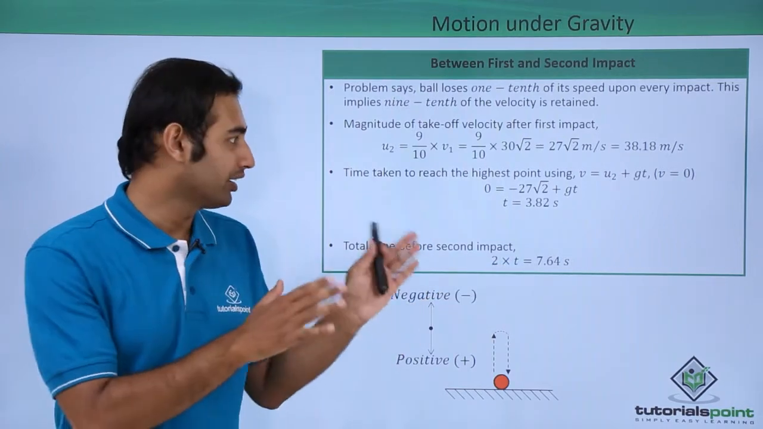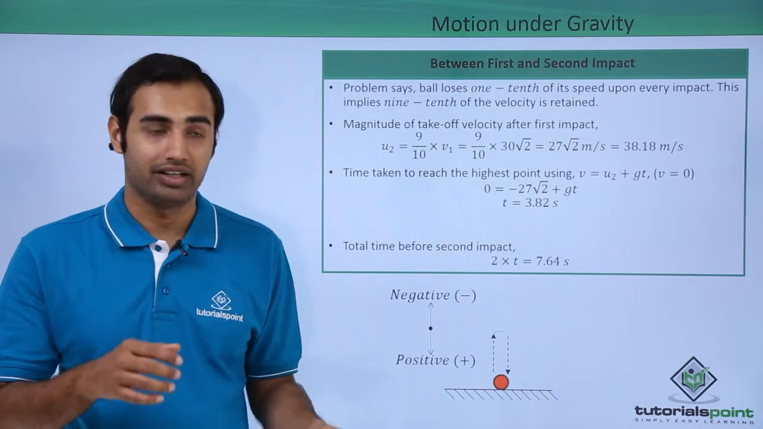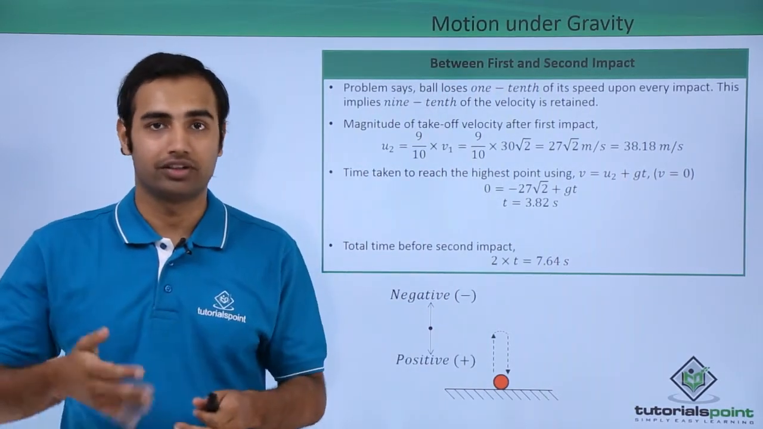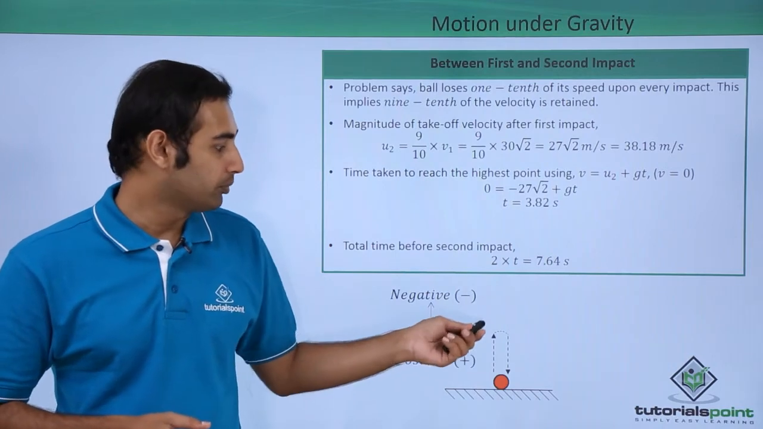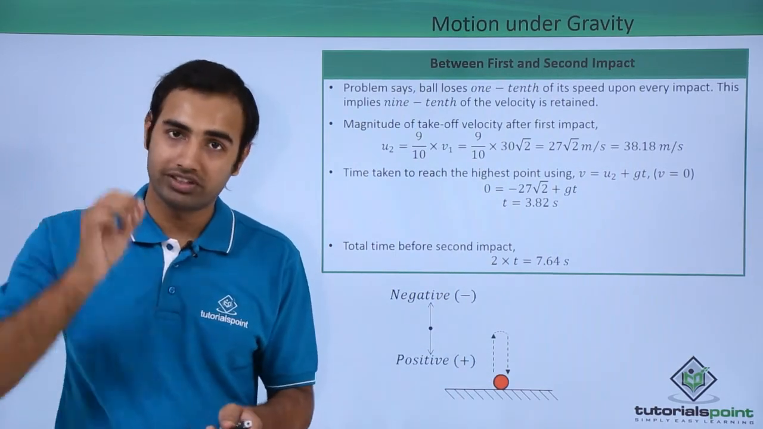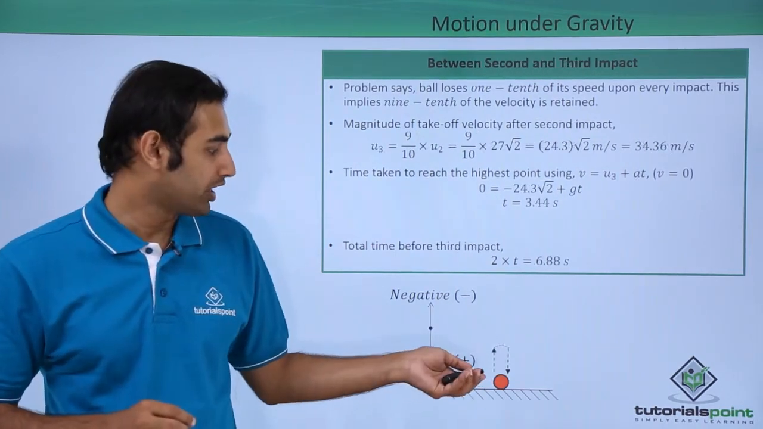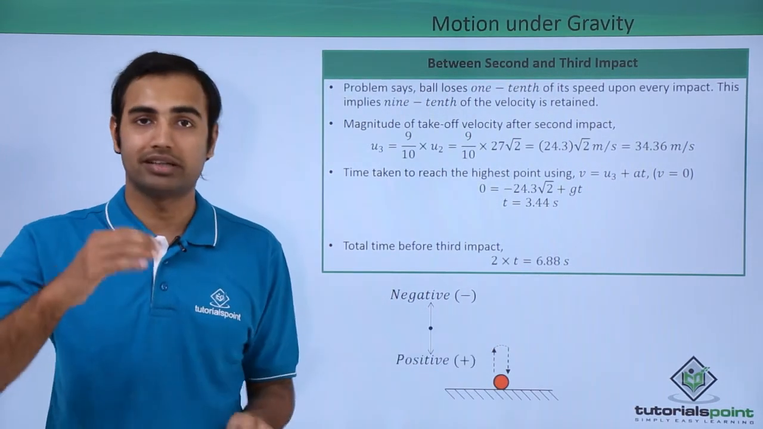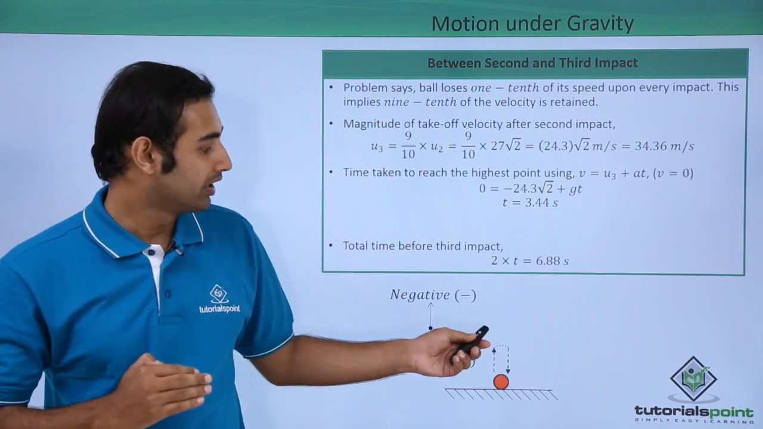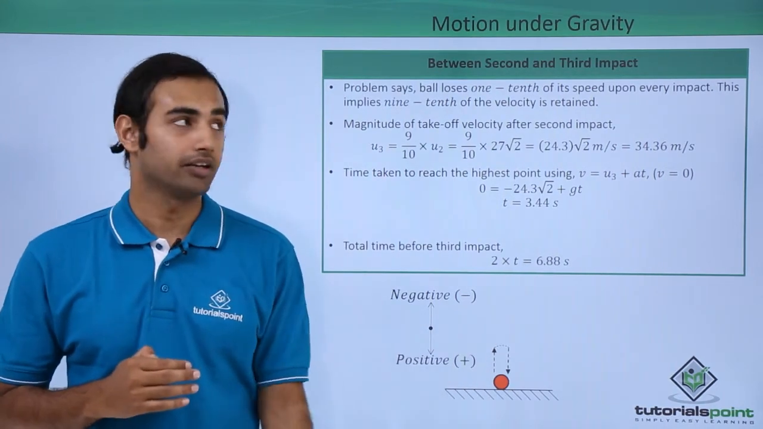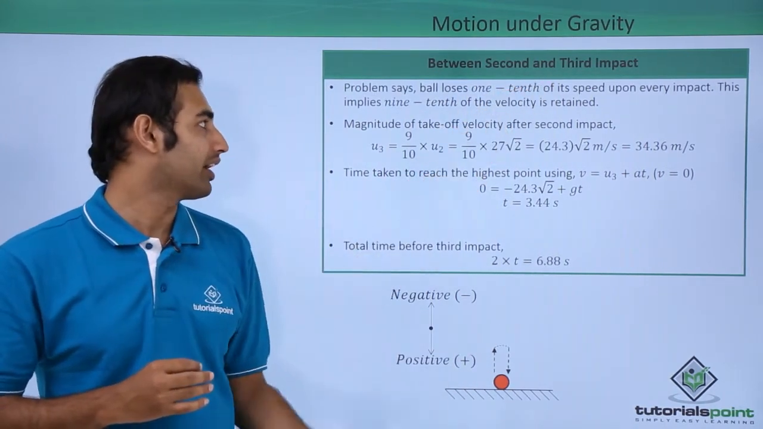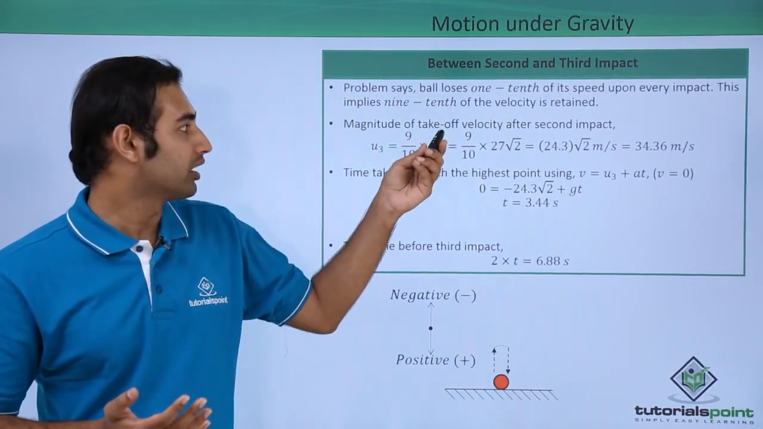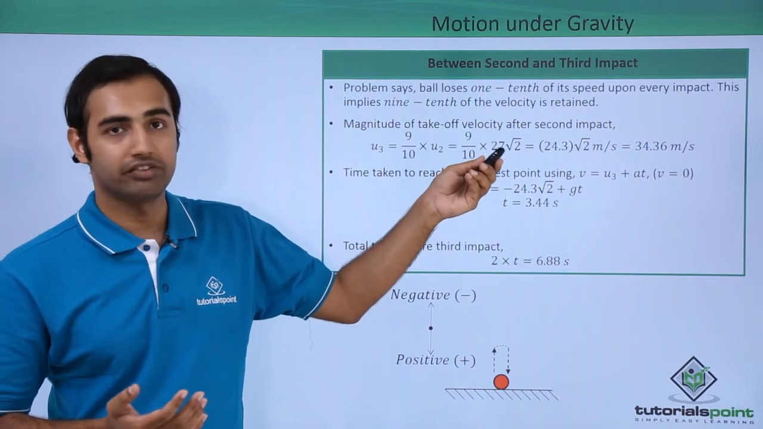So right before the second impact, a total of about 11.9 seconds have already passed, right? Now the ball will come back and impact the floor for a second time. The ball will come and impact the floor and once again take off, but this time the height attained will be lesser. Then it will again come back and hit the floor, right? Between the second and third impact, the ball will once again lose 1/10 of its velocity. So it will come down as 9/10 of 27 root 2, right?